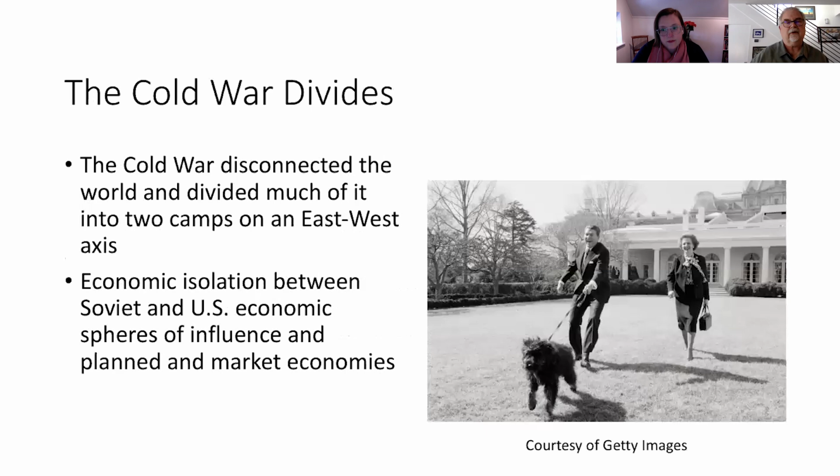So the Cold War, as I mentioned, did disconnect the world, divided much of it into two camps, an Eastern and Western axis. But the Cold War also created economic isolation between Soviet and U.S. economic spheres of interest. And their economic spheres of interest evolved around very different economic philosophies. In the case of the Soviet Union, around planning, a planned economy, in the United States over commercial or market economies. And that's an image of Margaret Thatcher and Ronald Reagan chasing after his dog. And they were both obviously very much associated with the resurgence in the 1980s of neoliberal thinking.